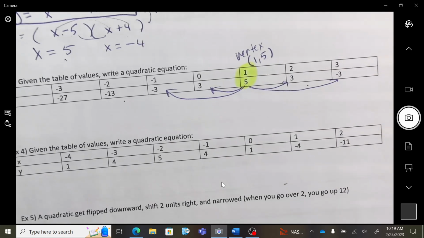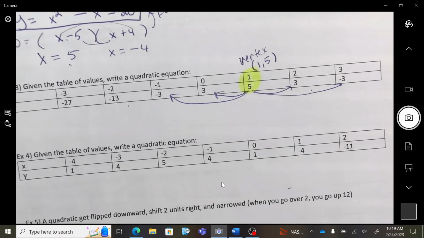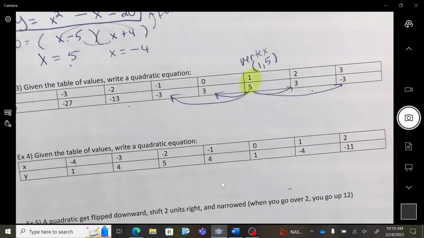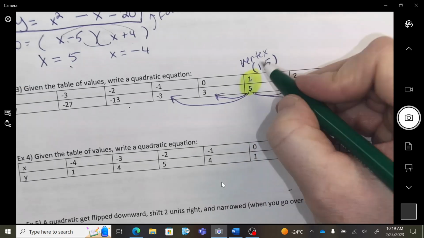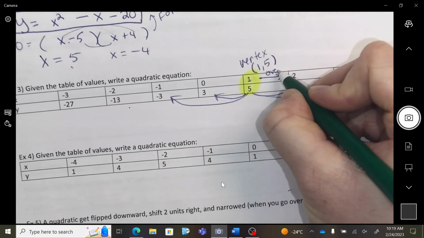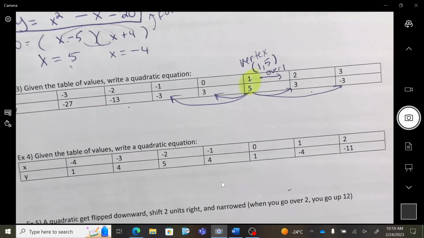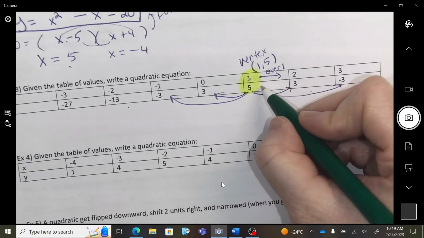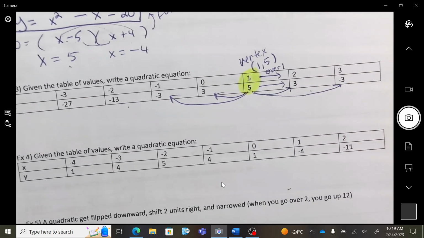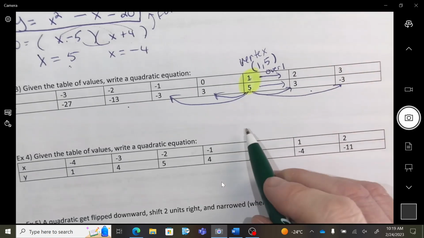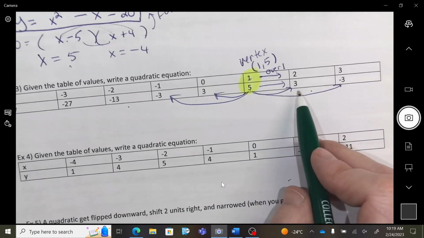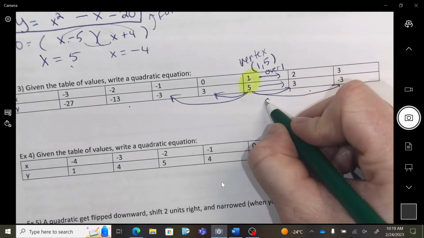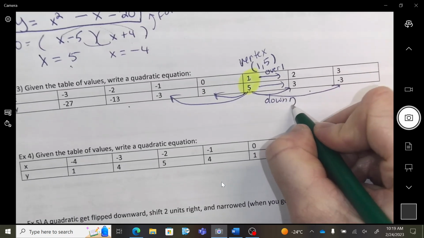Okay, now I need the slope. You need the slope and the vertex if you want to go anywhere in this form. So what is the slope? Tell me, what did I do over and up? So this made me move over by 1. And then what happened on your heights? What did they do? I went from a height of 5 to a height of 3. So that made me go down 2.